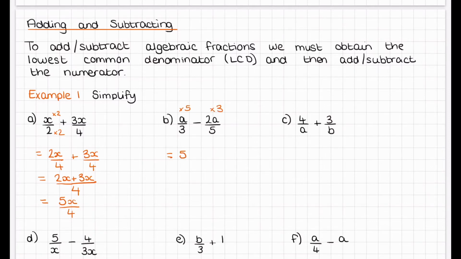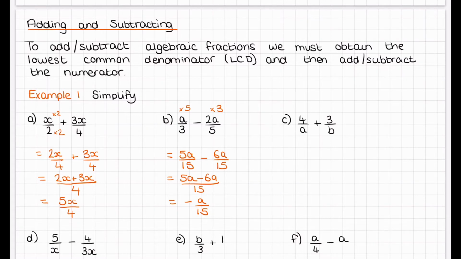So we'll end up with 5a over 15 minus 6a over 15. Which means we'll have 5a minus 6a all over 15. And then 5a minus 6a is minus a over 15.